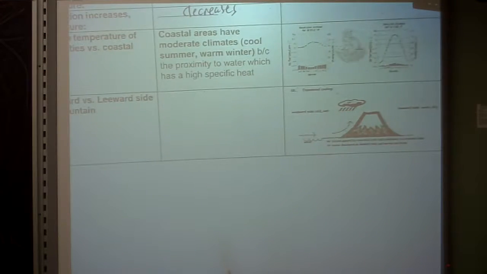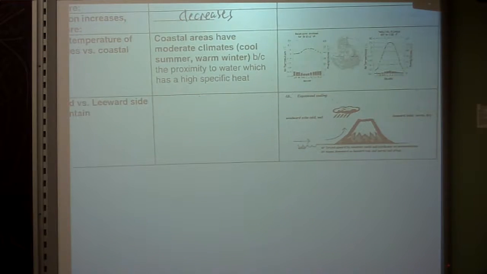We also learned about how mountains affect the weather. And so here's the windward side. We get what's called the orographic effect. This air rises, expands, cools, and condenses. We get our rain here, and on this side we get our deserts.